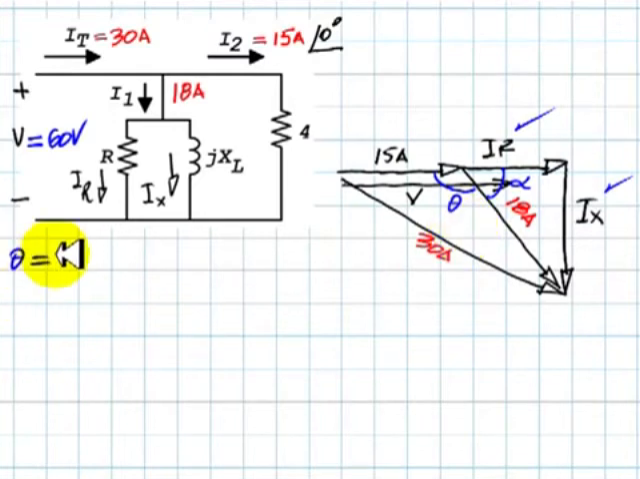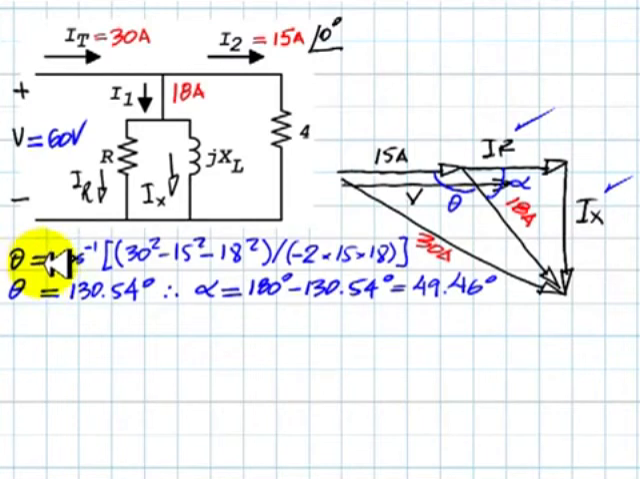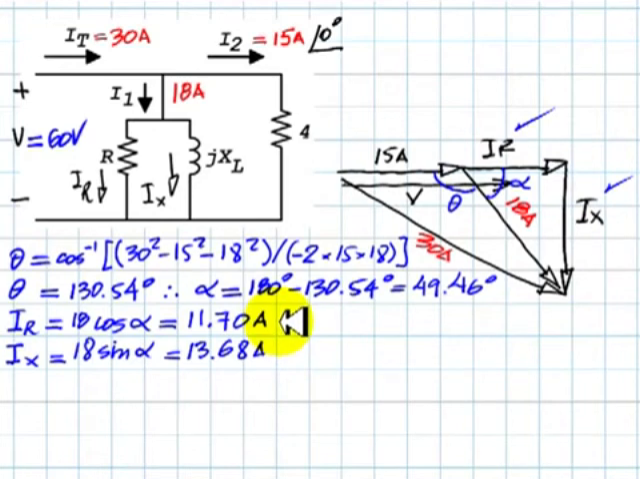Now let's go to this triangle using the cosine law. In this angle here, the value of theta is 130 degrees and some change, and the value of the angle alpha is 49.46 degrees. We are ready to compute IR and IX. These are the values of the currents: in the resistor, 11.70 amps, and in the reactor, 13.68 amps. If we divide the voltage 60 by each one of those currents, we obtain readily R and XL.